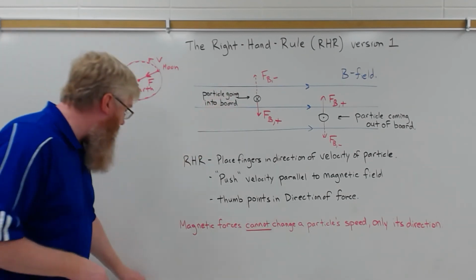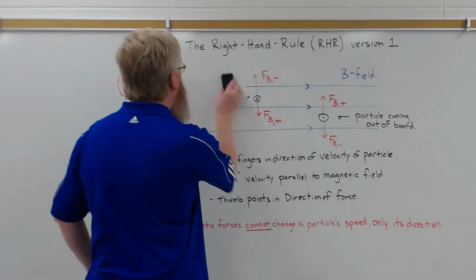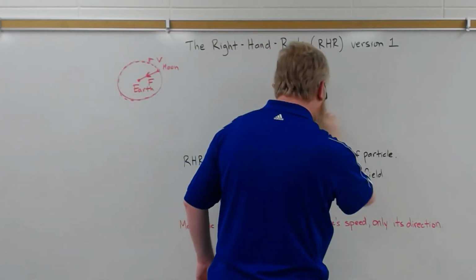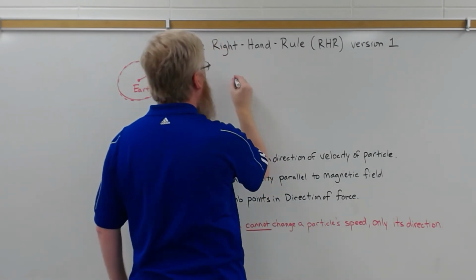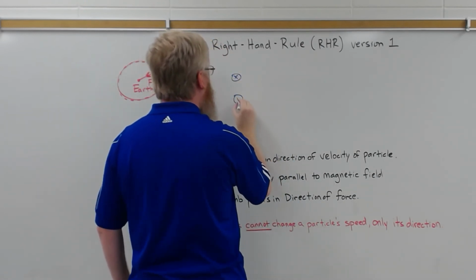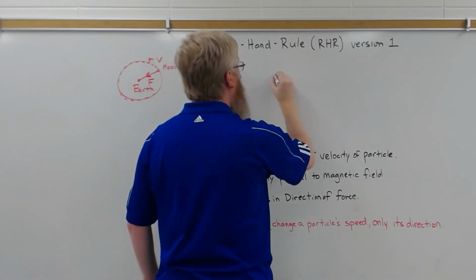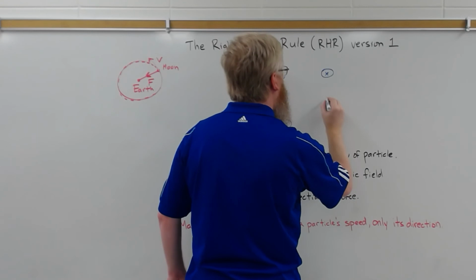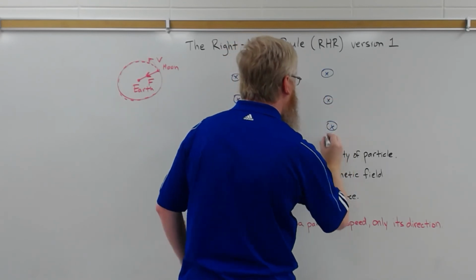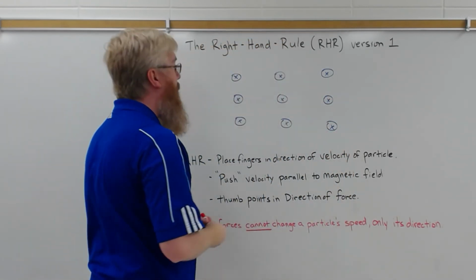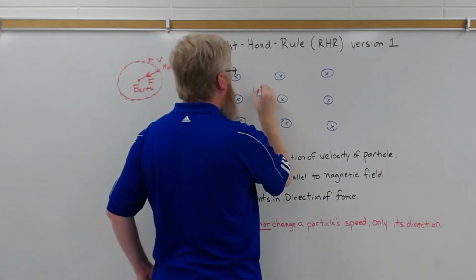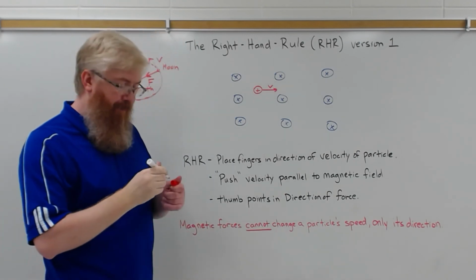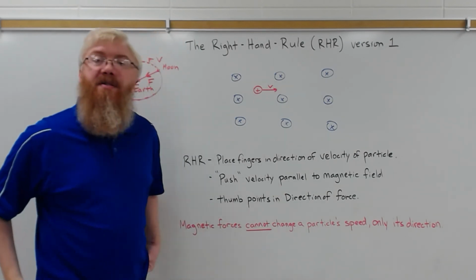So let's do this right-hand rule one more time, but let's change the direction of the magnetic field. Let's have the magnetic field going into the board. So now I'm going to draw a uniform magnetic field going into the board. And I'm going to have the velocity of the particle, well, choose to go in any direction. Let's look at a positive charge going to the right. That's its speed. What direction is the force going to be?